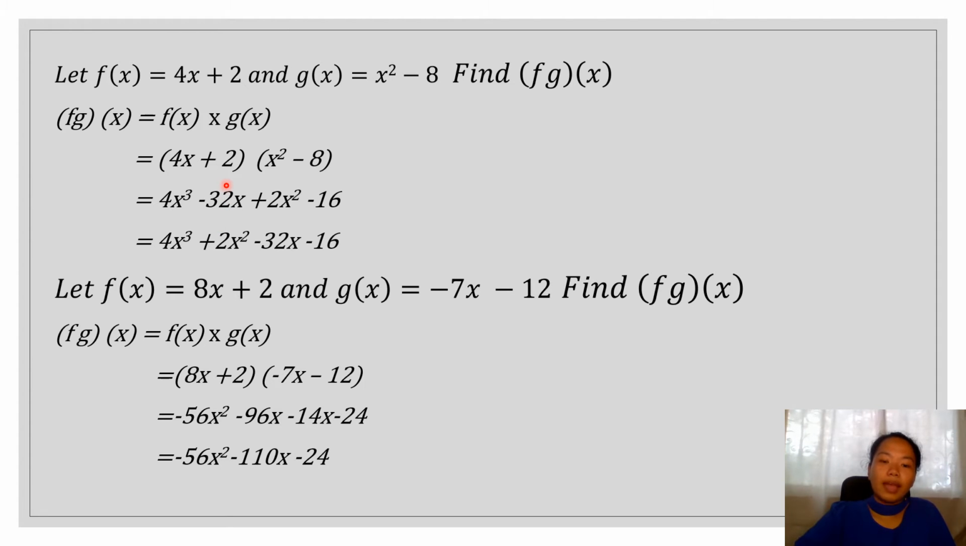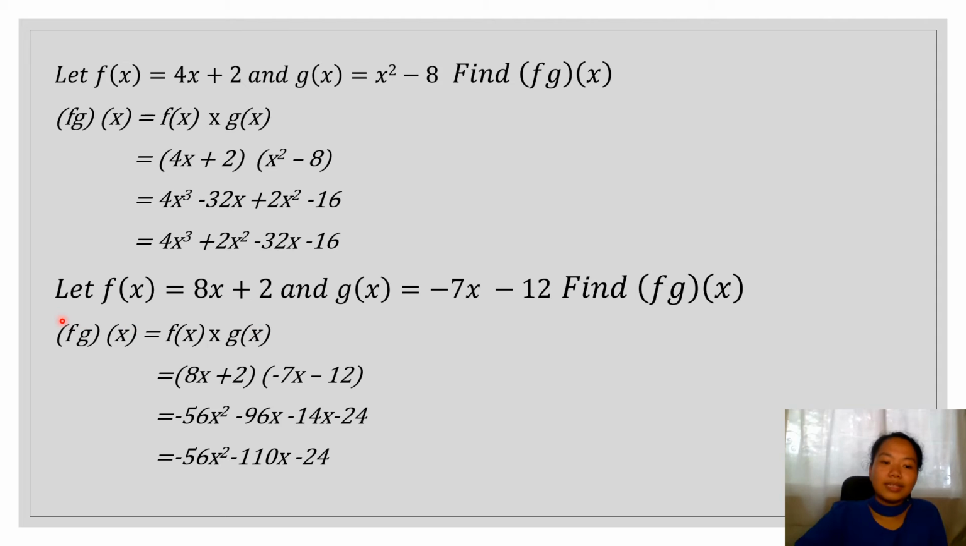Positive 2 times x squared is equal to positive 2x squared. And 2 times negative 8 is equal to negative 8. So after this, we combine like terms. Since this problem has no like terms, we just arrange it. So 4x cubed plus 2x squared minus 32x minus 16 is the answer.